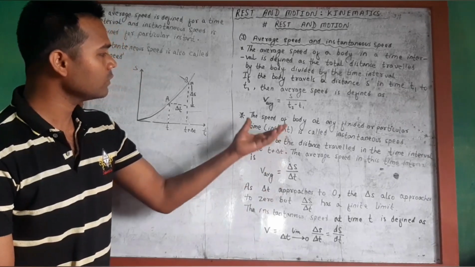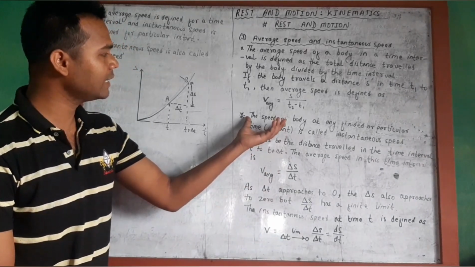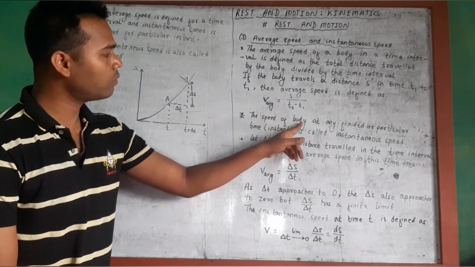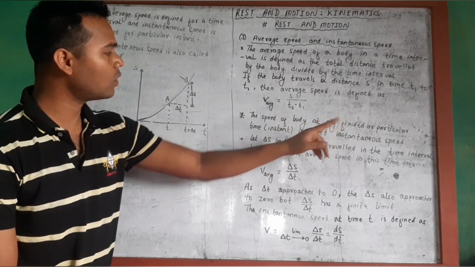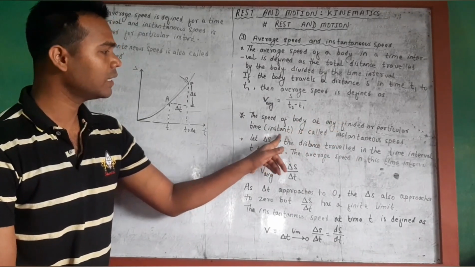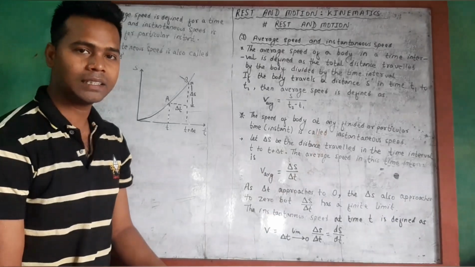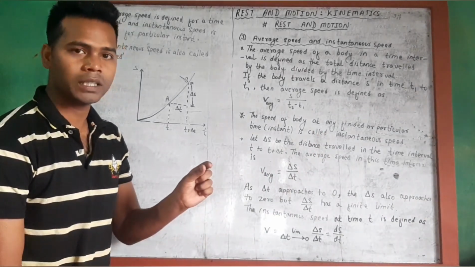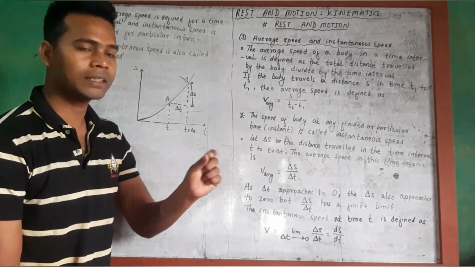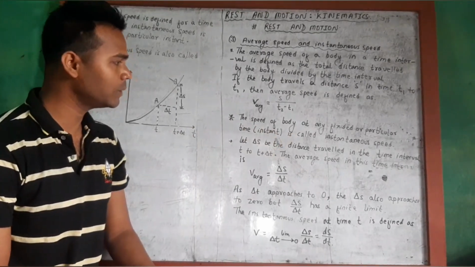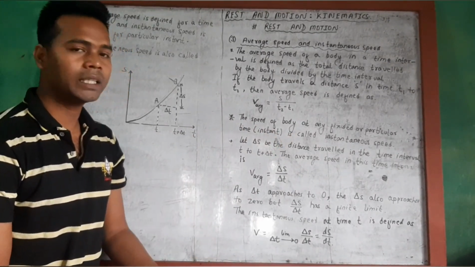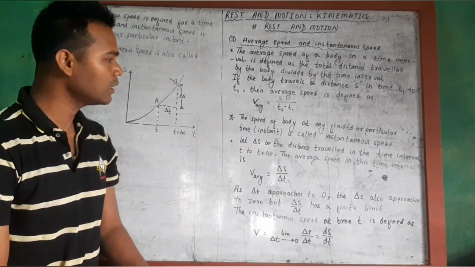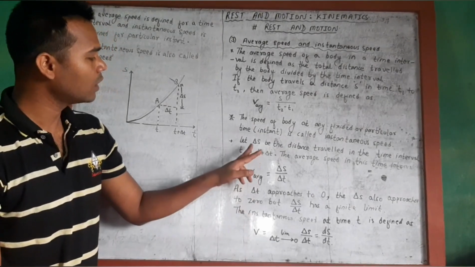Now let's move to the instantaneous speed. The speed of a body at any fixed or particular time or instant is called instantaneous speed. At any instant, the speed of the body is known as the instantaneous speed. That means the speed of the body at a particular instant is called instantaneous speed.